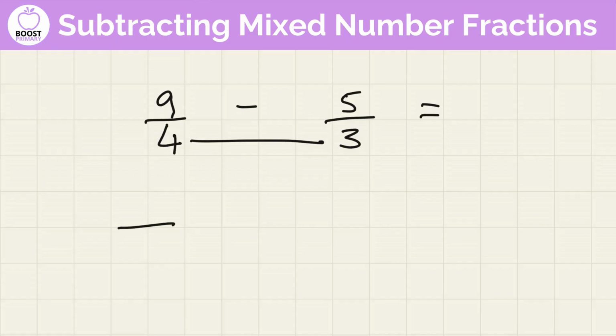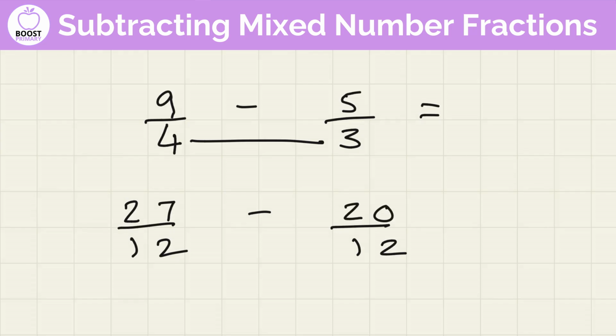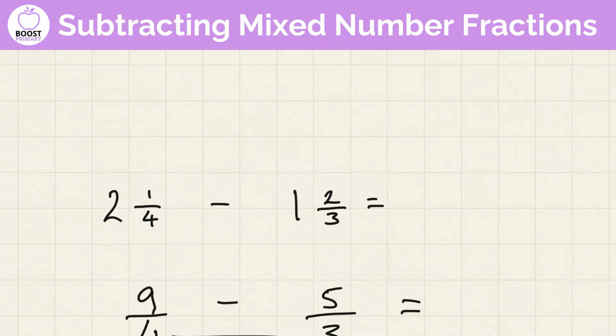4 times 3 is 12. Now I need to find two equivalent fractions. 9/4 is the same as 27/12, and 5/3 is equivalent to 20/12. Now I can subtract one from the other. 27/12 take away 20/12 is 7/12. And that's my final answer.